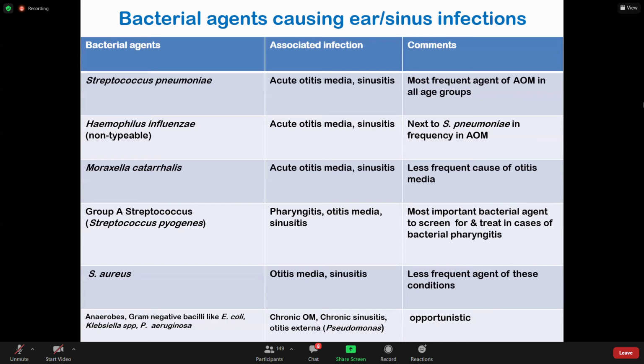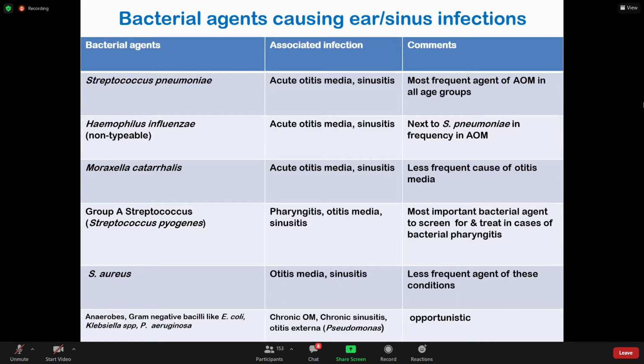So this table is just to give us a list of agents that are quite important in these conditions, the associated infection that they cause, and some important comments to note about these agents. Streptococcus pneumoniae, like I said, is the leading agent of acute otitis media and acute sinusitis. And infection can be established by this organism in all age groups. So in children and in adults, strep pneumo is an important agent to keep in mind.